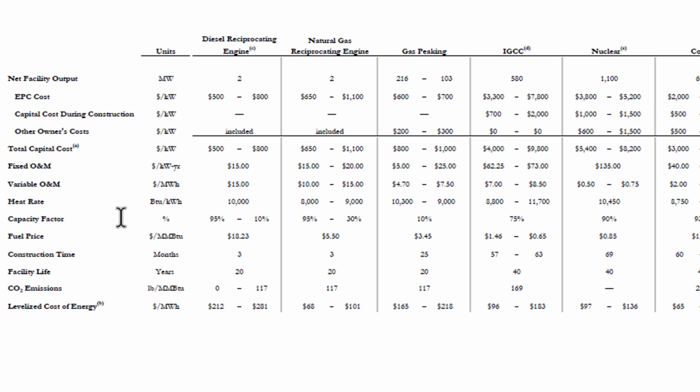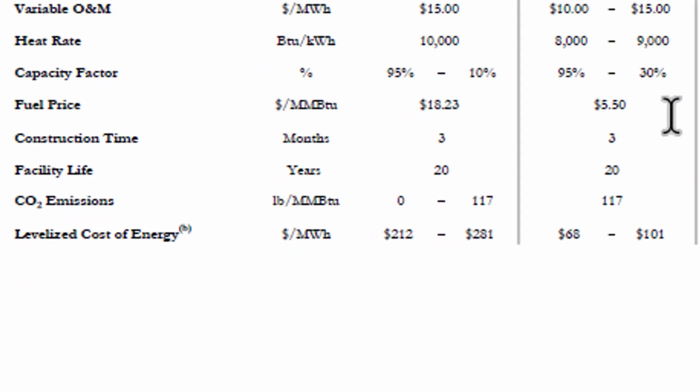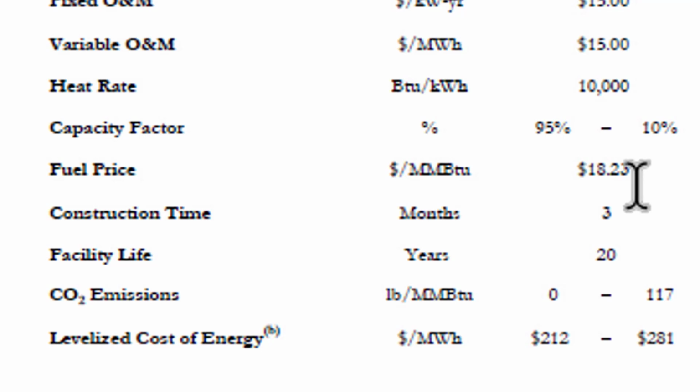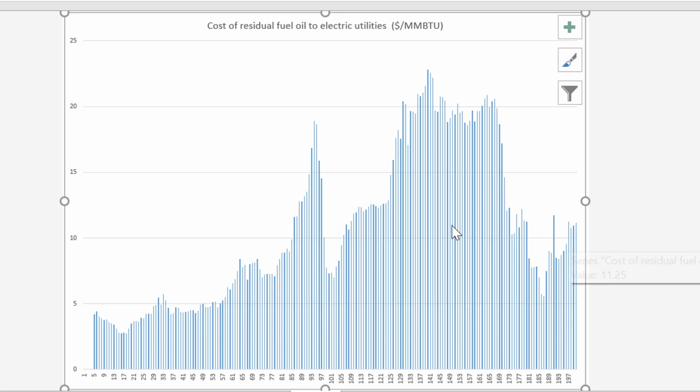Okay, here's the gas reciprocating engine, and the fuel price they have in terms of a diesel reciprocating engine, not a natural gas, a diesel one, is 18.23. And we just looked at the graph, and right now the cost of diesel is about 10. It's a factor of 2 different. And you can look at all those beautiful graphs, and I'm sure they do a very well done analysis.